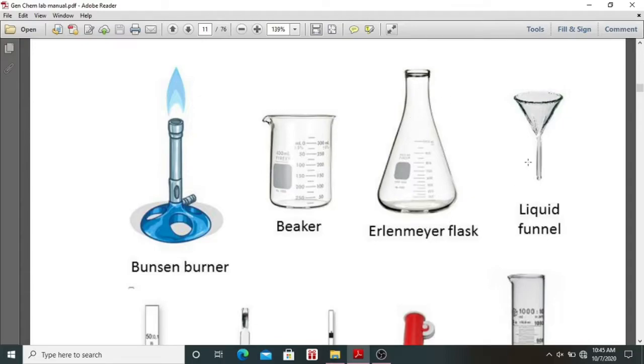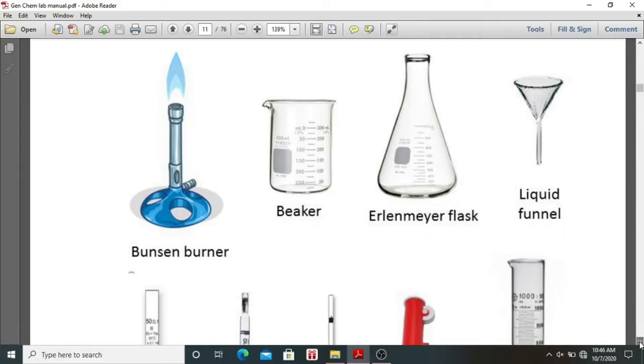For the liquid funnel, it's common for us to use. Liquid funnels are used for funneling liquids from one container to another, or they can be used for filtering when equipped with a filter paper. We can put a filter paper at the top of this cylindrical portion. Then this liquid funnel can be used as a container for filtering.